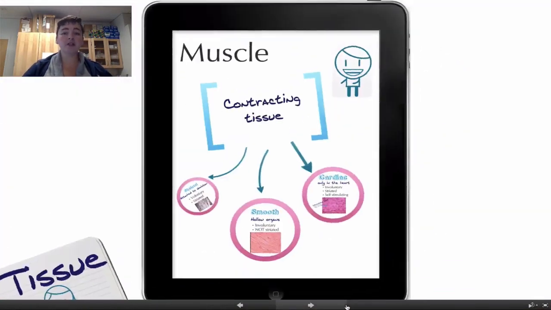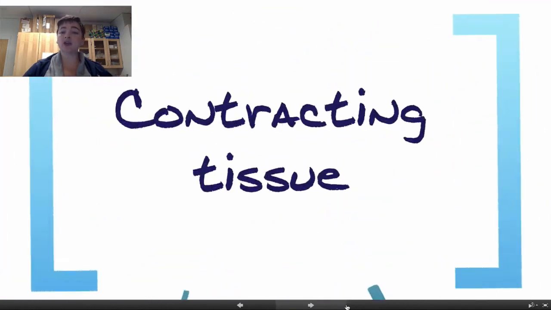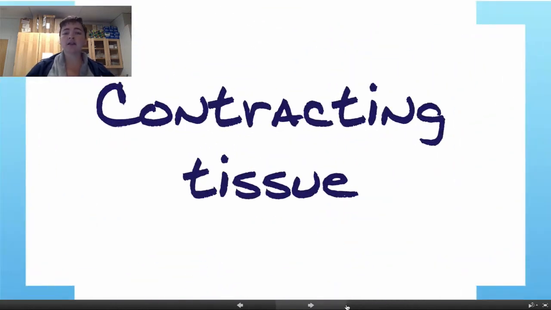Then we have muscle tissue. Muscle tissue is a contracting tissue, and it contracts in a couple different ways depending on the type of muscle we have.